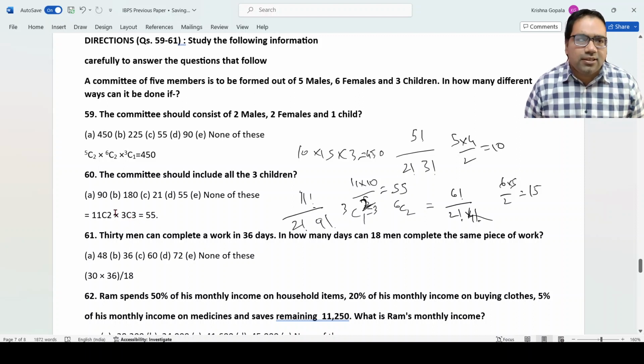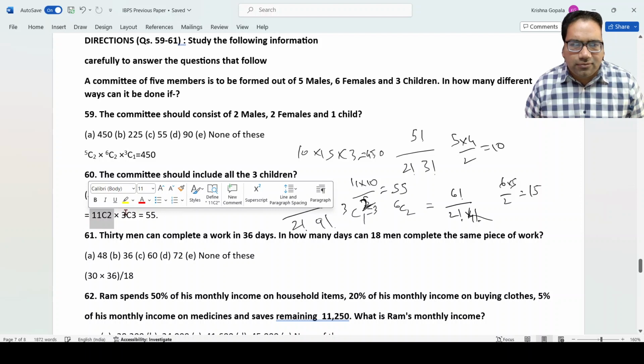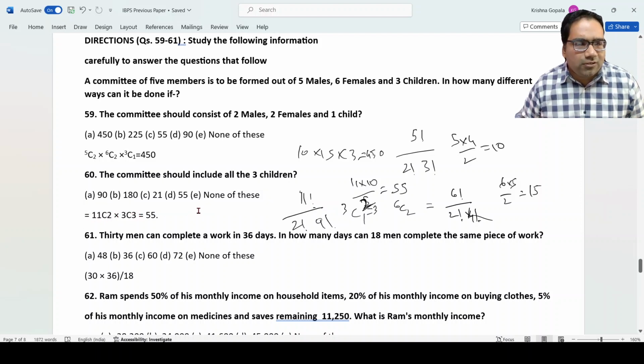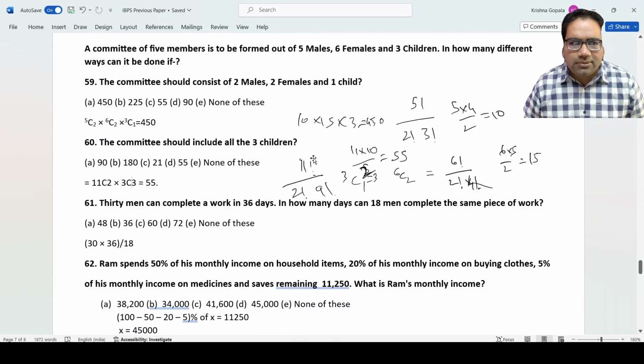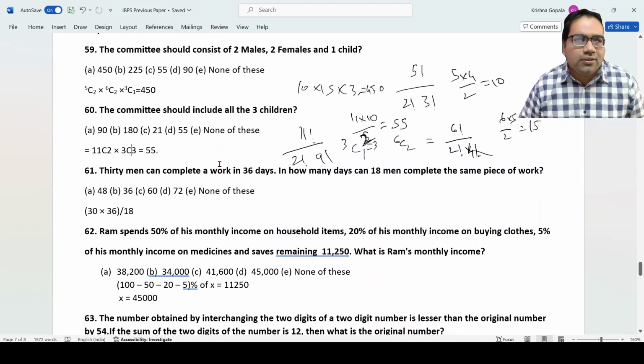So the question is actually, three children, anyway, we have to pick. There's only one way of picking all the three children, into how many ways we can pick two out of the remaining 11. So the answer is plainly 11C2. We can even ignore 3C3. 11C2 is 11 factorial by 2 factorial into 9 factorial. That means 11 into 10 by 2, equal to 11 into 5, equals 55. This is the answer. Okay, now 30 men can complete a work in 36 days.